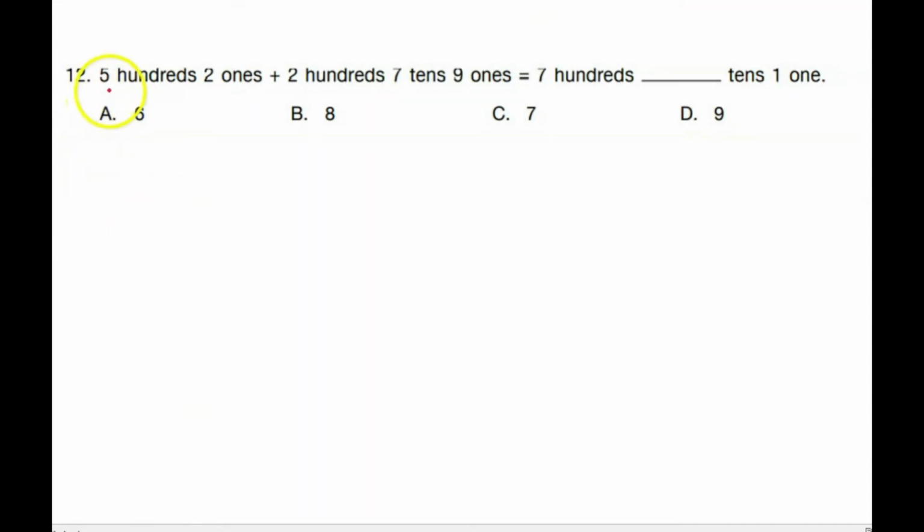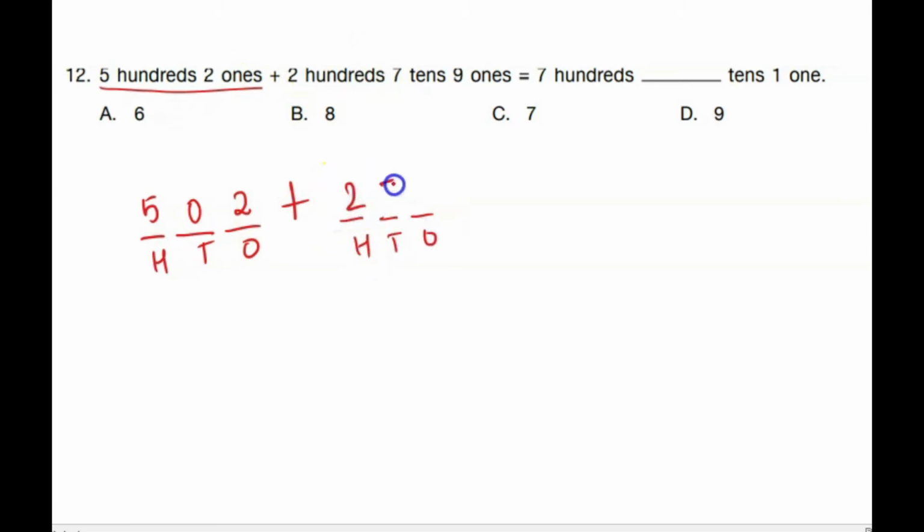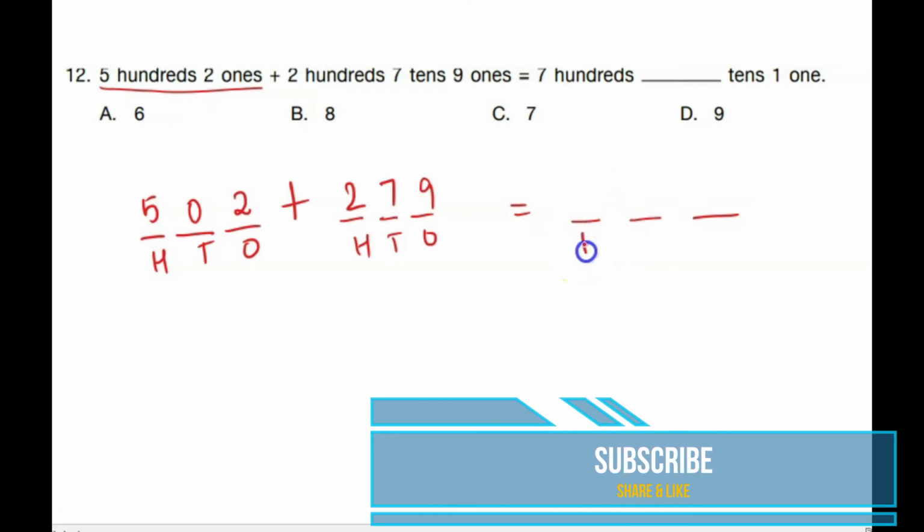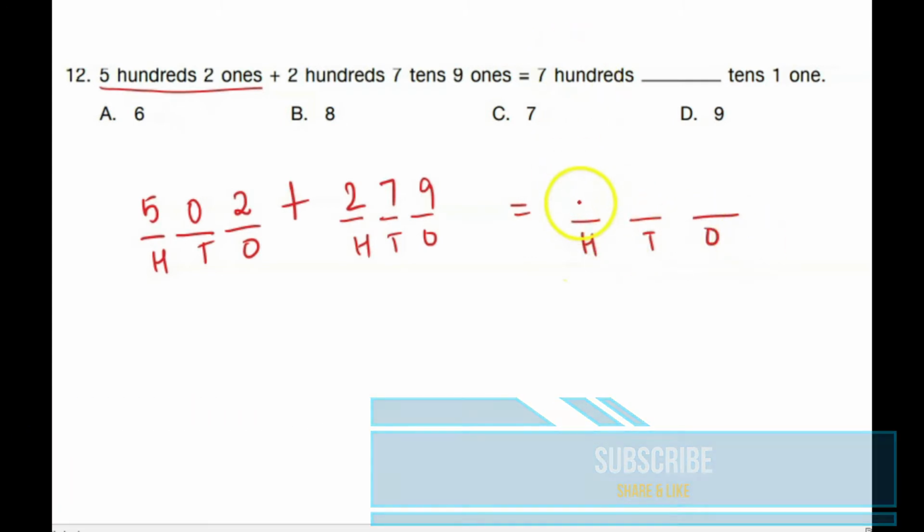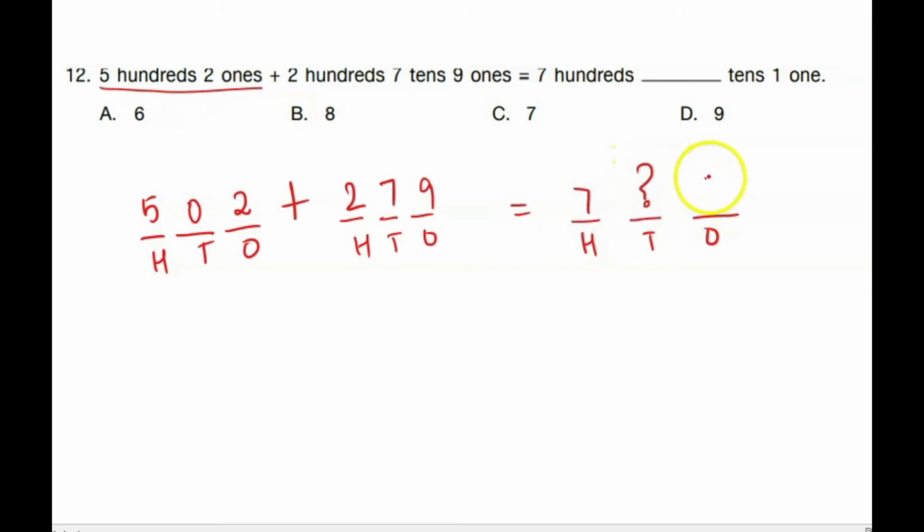Question number 12. 500s, 2 ones. This is 5 at hundreds place and 2 at ones place. Nothing at tens, so it will be 0. Plus 200s, 7 tens, 9 ones is equal to 700s, what tens and 1 ones.